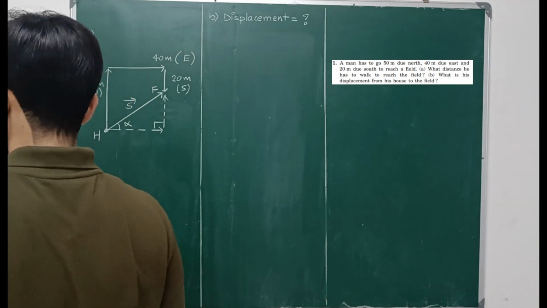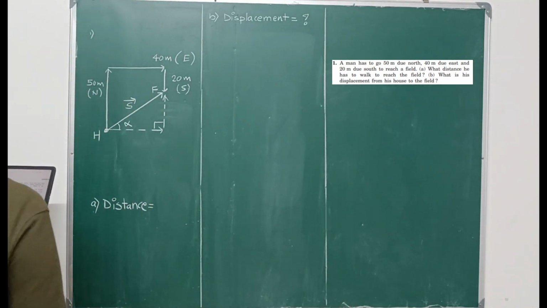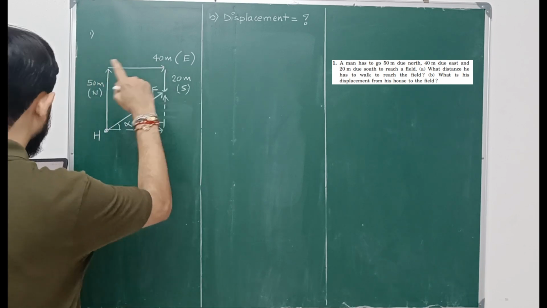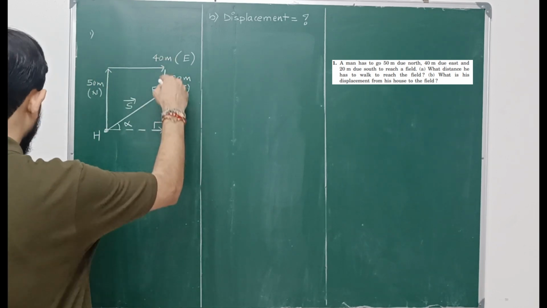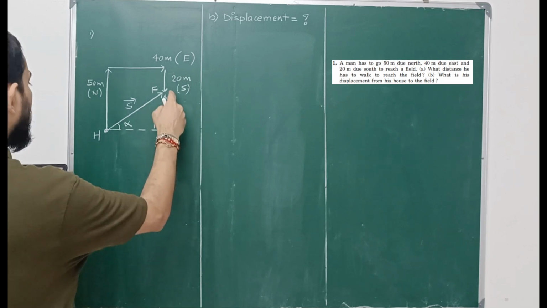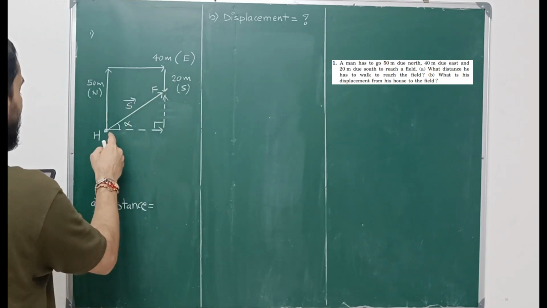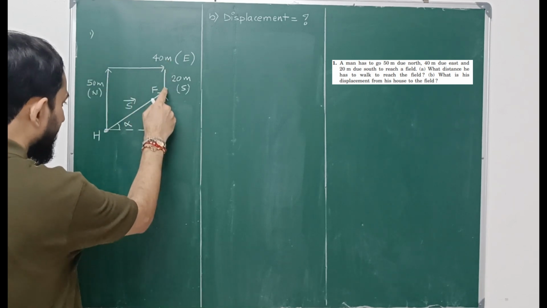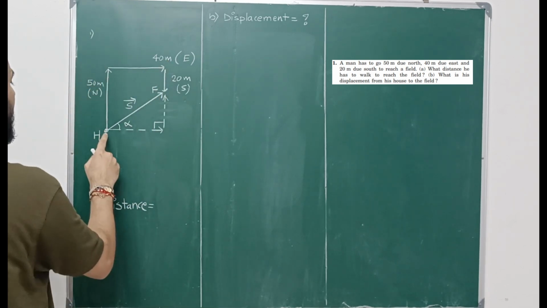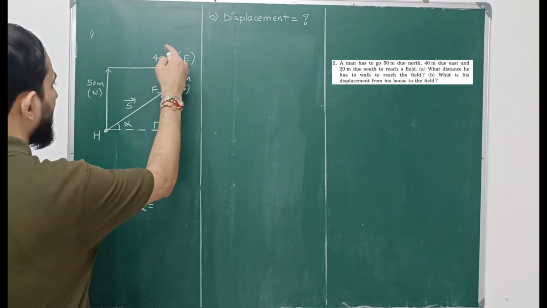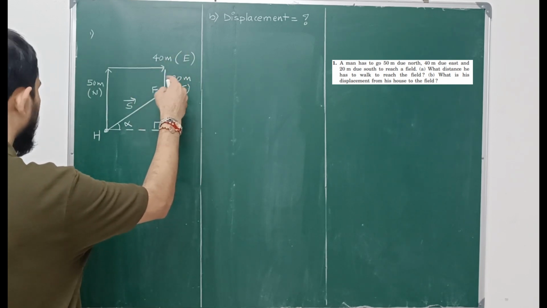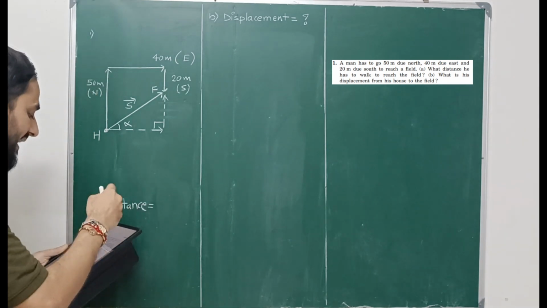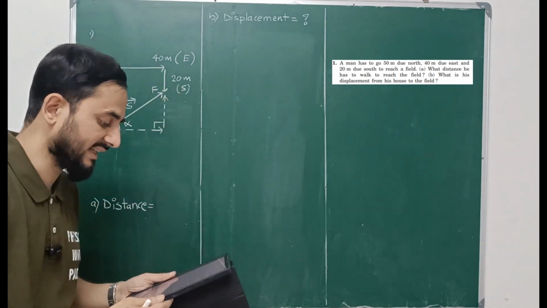Okay, so a man has to go 50 meter north, 40 meter due east and 20 meter due south to reach a field. Okay, he is starting from his house and to reach the field उसको ये follow करना है: 50 meter due north, 40 meter due east, then 20 meter due south. And we have to calculate students distance in task A and displacement in task B.